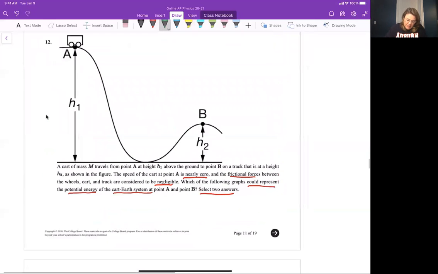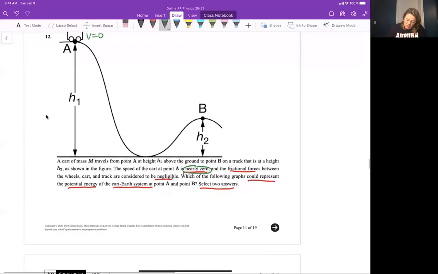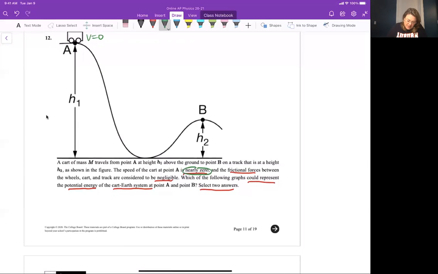Number 12. The cart of mass M travels from point A at H1 above the ground to point B. We have a situation. All I want to know is, it starts nearly at rest, so this velocity is equal to 0. So I've only got potential energy due to gravity. Which of the following graphs could represent the potential energy of the cart-Earth system at points A and B? Select 2 answers.